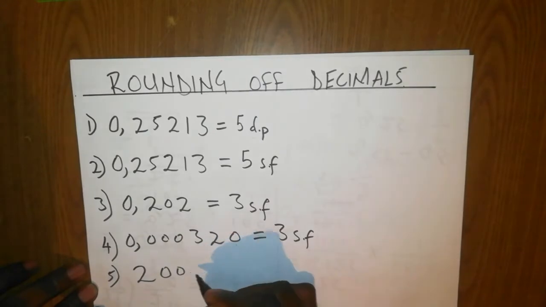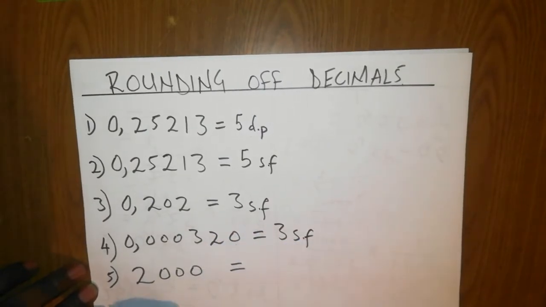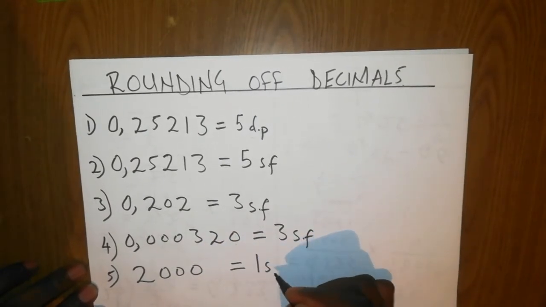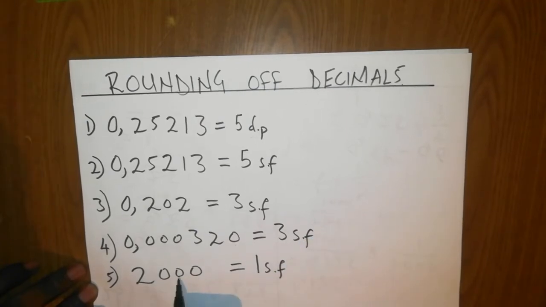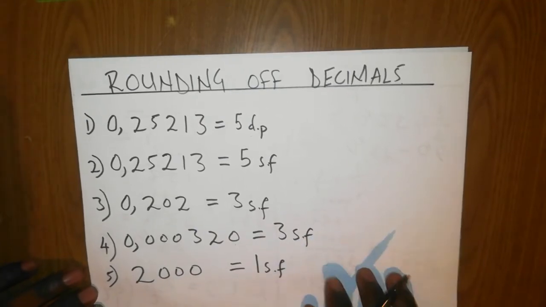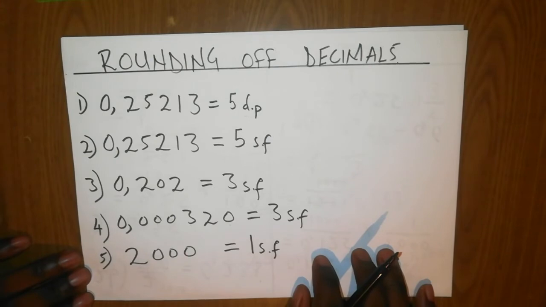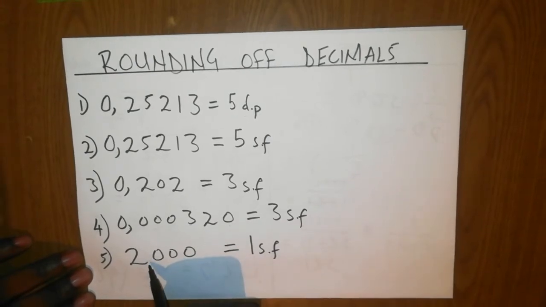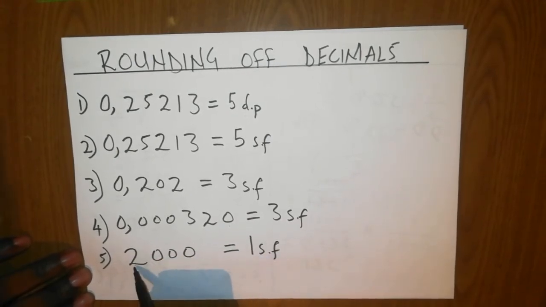Then number 5, I've got this one, 2000. This is equal to 1 SF. These zeros are not considered. Why are we not considering them? The reason is that there is no comma here. So it's only 2 that is a significant figure.